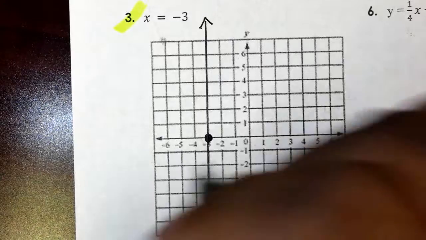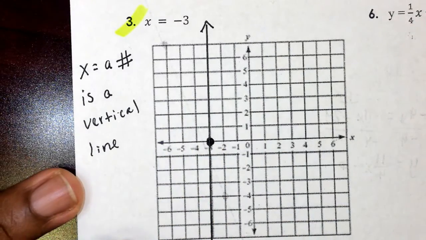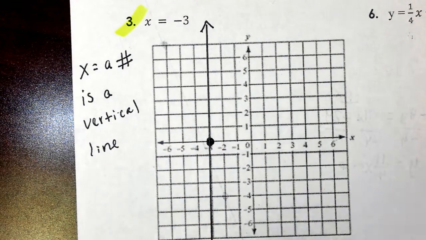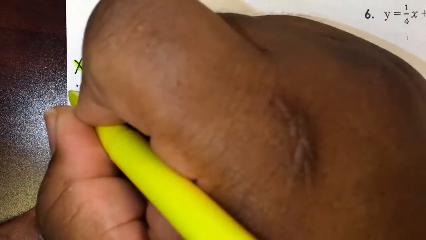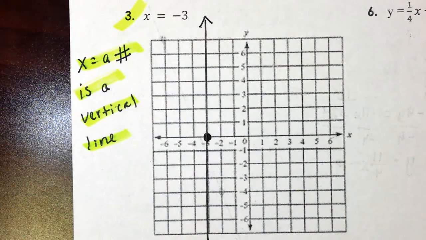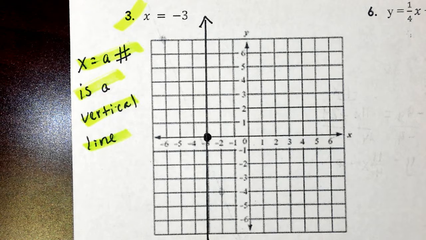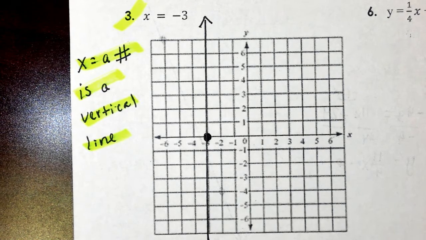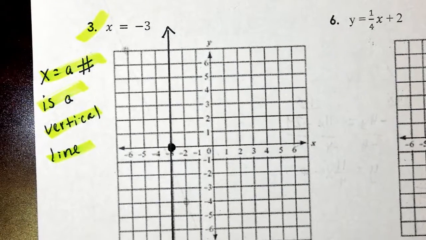Making another note. X equals a number, let's abbreviate that, is a vertical line. These are the main ones. I need y'all to know how to draw y equals and x equals, and they're the easiest ones to do.